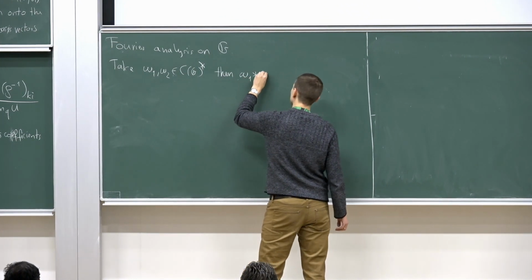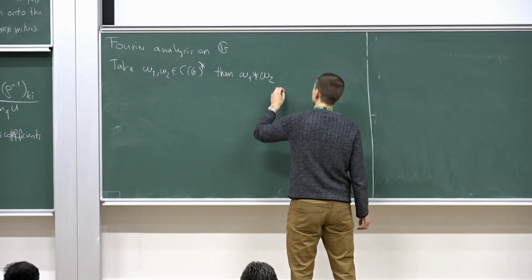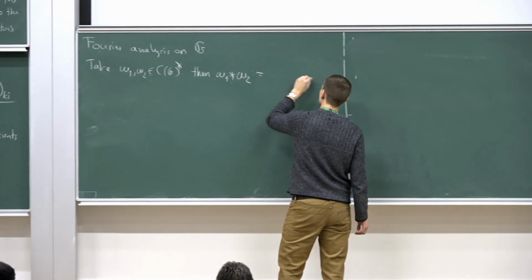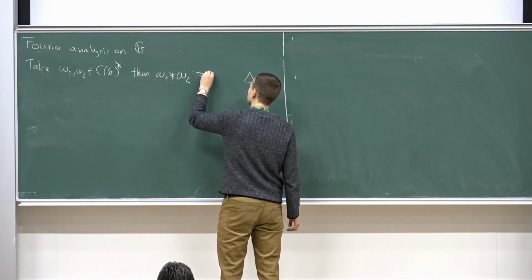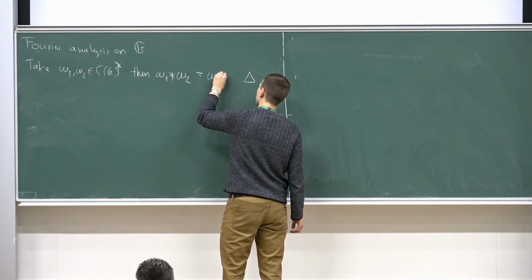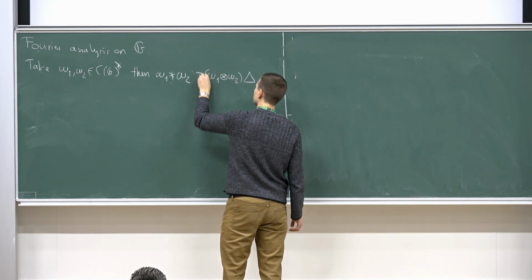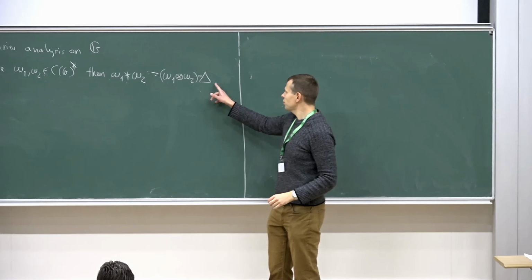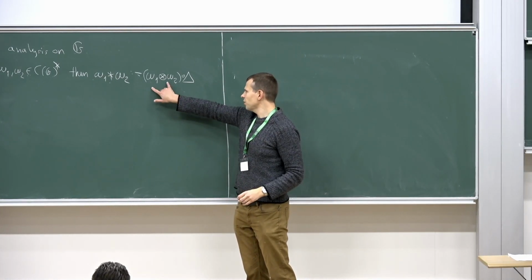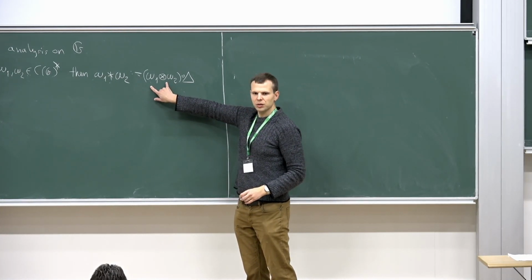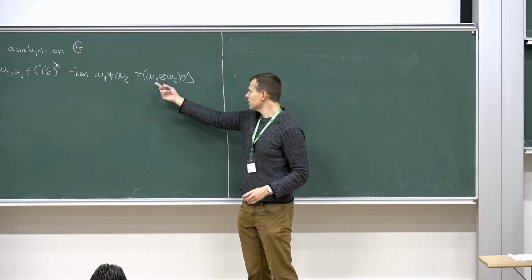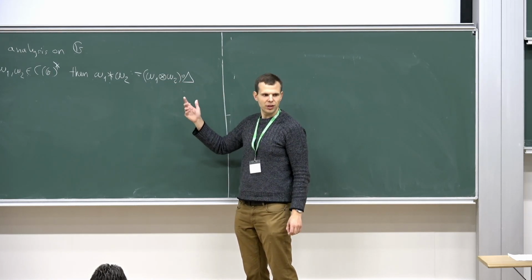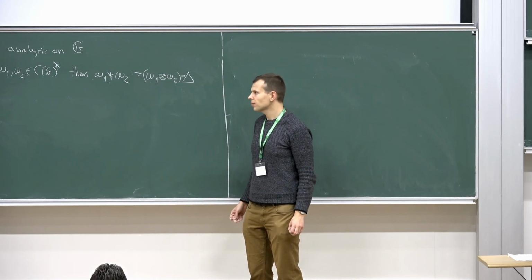Then we define the convolution to be: you first do delta, then do omega 1 tensor omega 2, and you compose with delta, right? So this goes from C of G to C of G tensor C of G, and then you slice both legs with functionals, so this expression goes from C of G to C, and it's a nice bounded function.